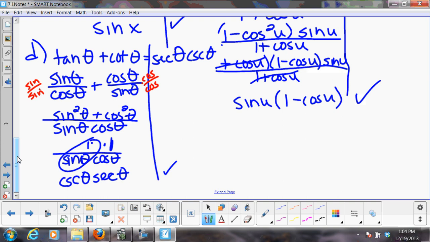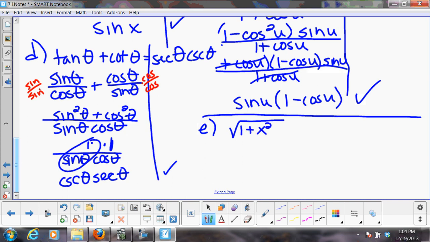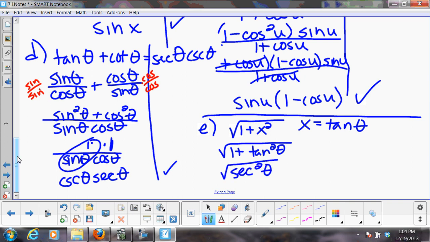And the last one for today's notes says we're given the square root of 1 plus x squared, and x, they say, is equal to tan theta. Well, we're going to plug tan theta in for x. So tan theta goes in for x, and now we have 1 plus tan squared theta. 1 plus tan squared theta, that's an identity. It's equal to secant squared theta. And the square root of secant squared theta is secant theta.